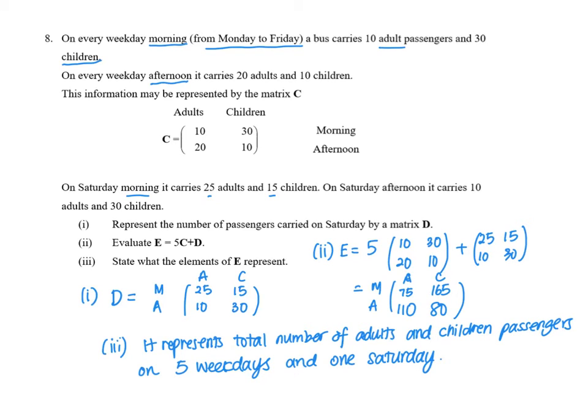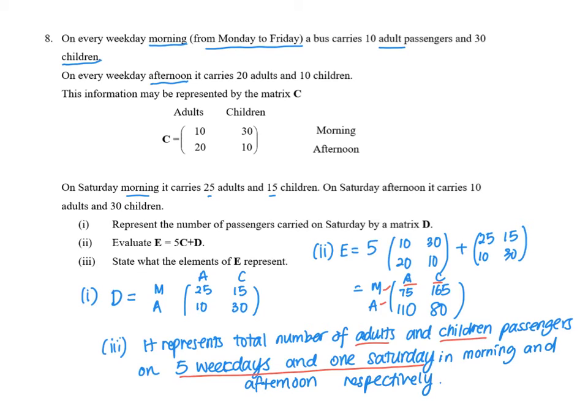Let's check if we have satisfied all the different items requirements. I need the column adult and children. I have the total number of passengers. I explained that it's actually 5 weekdays and 1 Saturday. Oh, I have not answered that it's in the morning and afternoon. So I need to add on. So it represents the total number of adults and children passengers on 5 weekdays and 1 Saturday in the morning and the afternoon respectively. Then we get our answer.